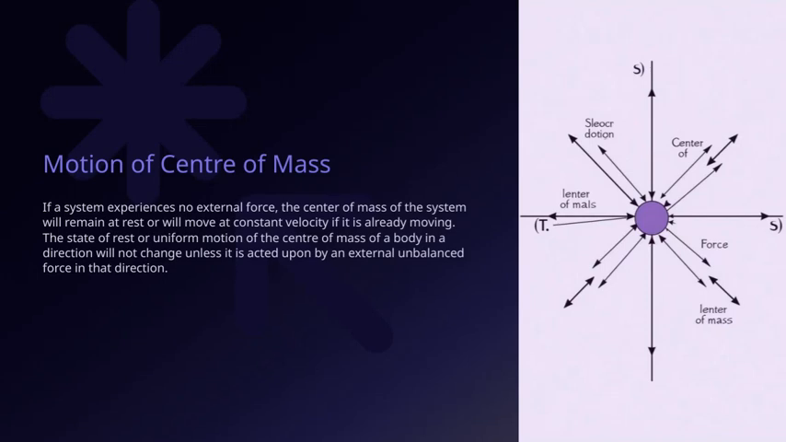If a system experiences no external force, the center of mass will either stay at rest or keep moving at a constant velocity if it was already in motion. This means that, in the absence of external influences, the overall motion of the system's center of mass remains unchanged. The key point here is that the state of rest or uniform motion in a specific direction won't change unless an external unbalanced force acts upon it.